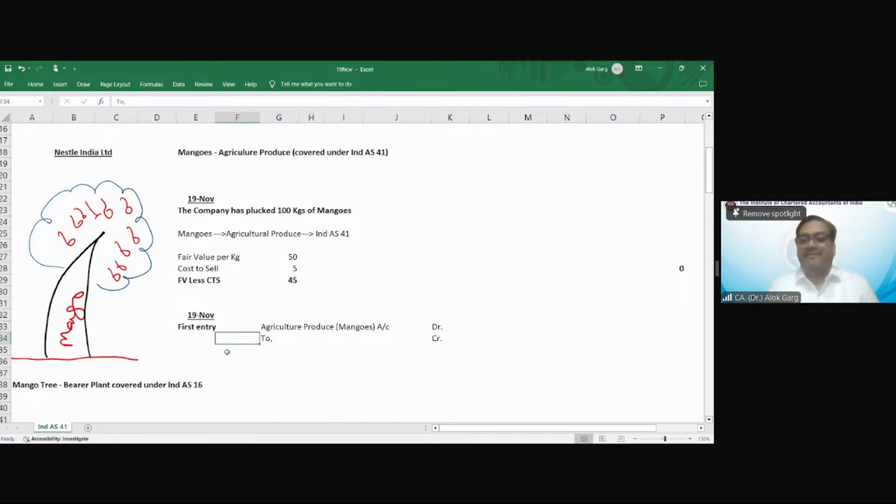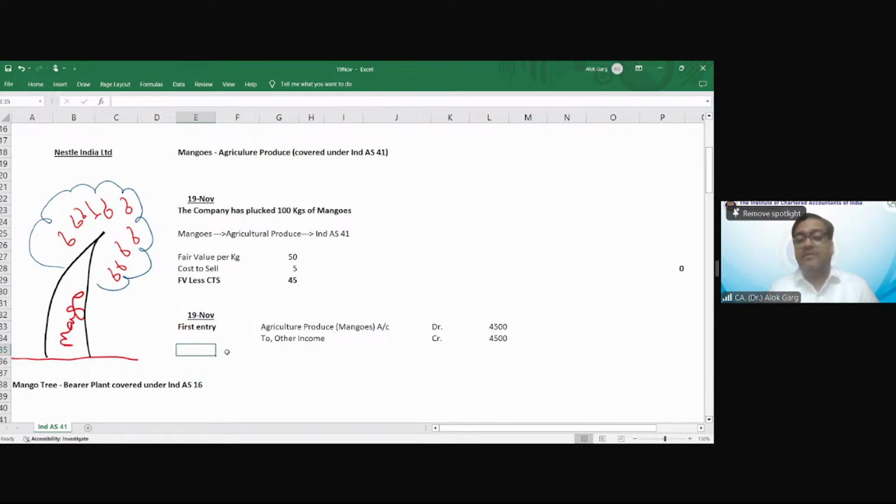To what? To other income, right? It has to go to the other income, right? So what is the amount? 100 kg multiply by 45 rupees, 4,500. So agriculture produce account debit to other income because you haven't paid anything, but you got 100 kgs of mangoes.